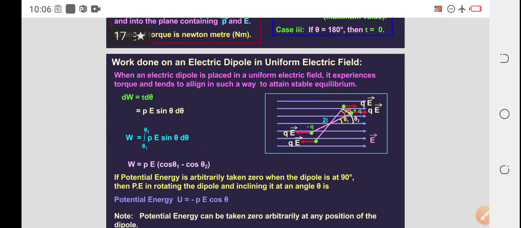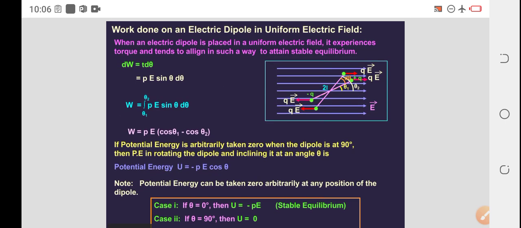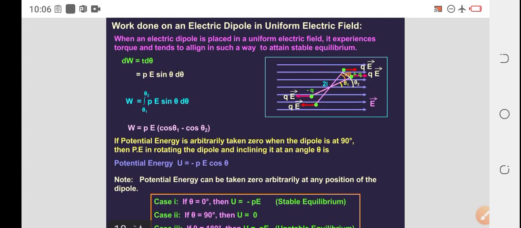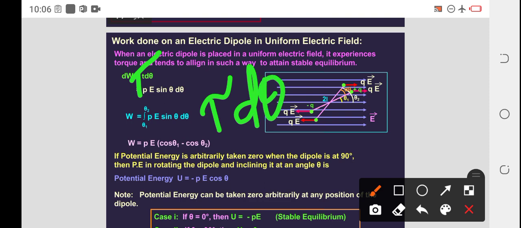Then work done on an electric dipole in a uniform electric field. When an electric dipole is placed in a uniform electric field, it experiences torque and tends to align in such a way as to attain stable equilibrium. To attain the stable equilibrium, the work done on the electric dipole is considered as dW equals tau into d theta. Previously we discussed tau equals pE sin theta.